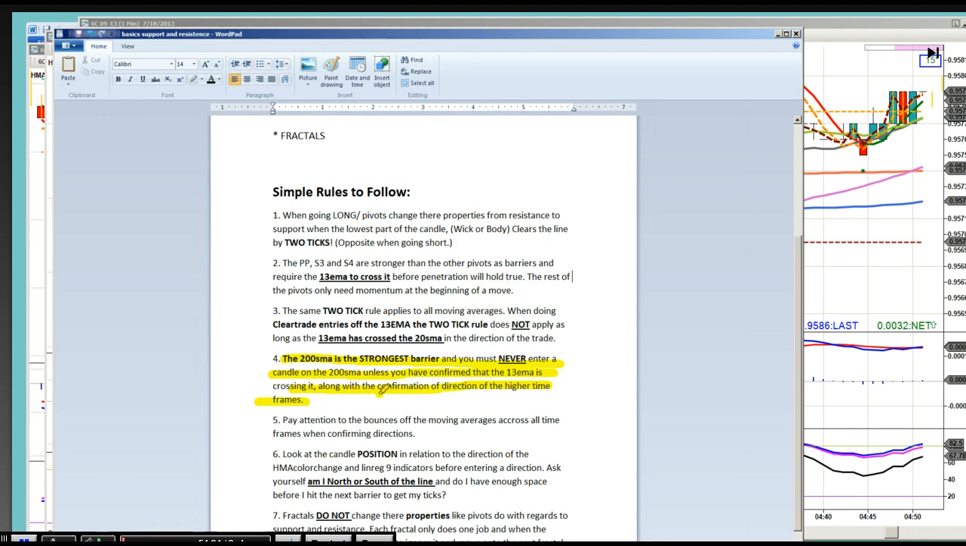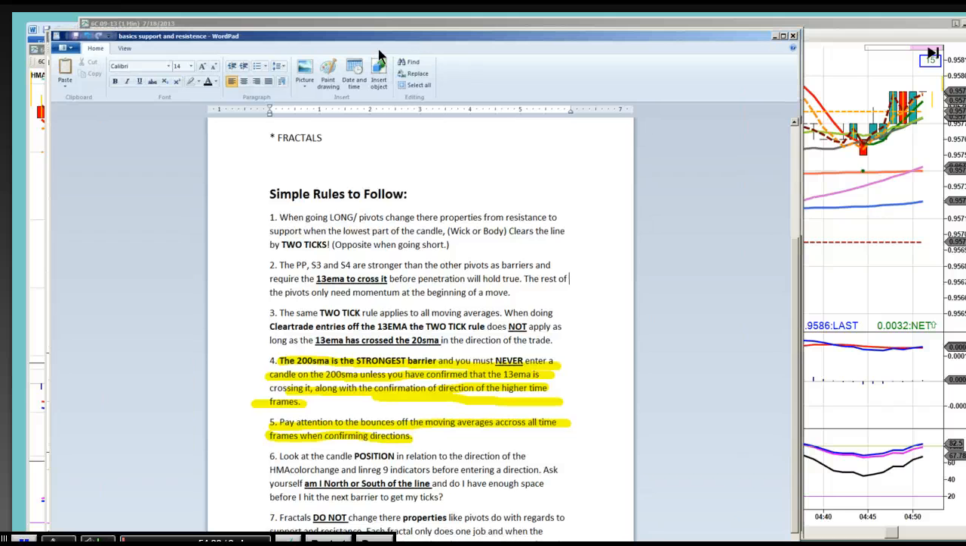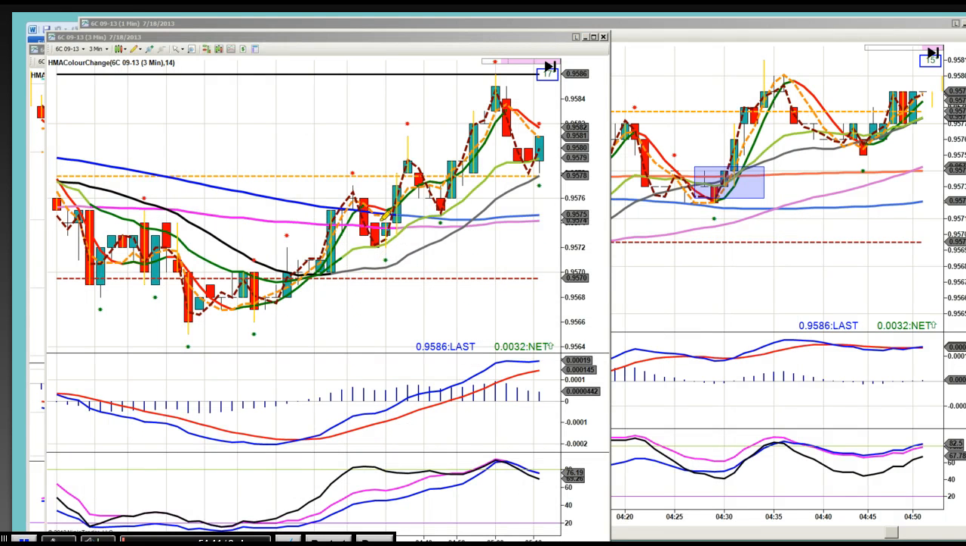You want to look for the confirmation of higher time frame, okay? And pay attention to the bounces off moving averages across all time frames. So you can see here, if we look at this 4:30 time frame here, if we have a second time frame up, you will notice, what do you see? The price has run into its moving averages on the 3 minute chart, and we haven't cleared by the 2 ticks.